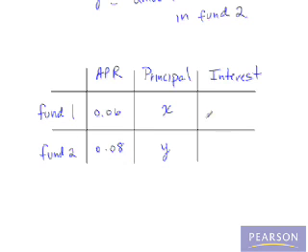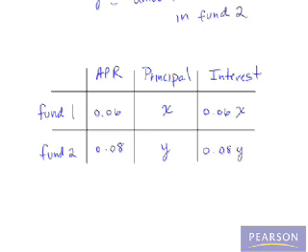And then to get the amount of interest that is accrued, like I said earlier, we're going to be taking principal times rate times time, or times 1. So we're going to simply multiply these two values together to get the amount of interest. So in this case, 0.06x is an expression that captures the amount of interest made with Fund 1, and multiplying these two values together, 0.08y is an expression that captures how much interest is made with Fund 2.